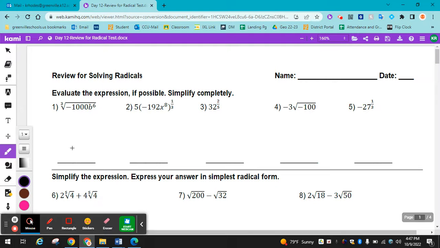Okay, the first page of review for the solving radical test. I'm going to do it page by page. So here's page 1, simplifying radical expressions.